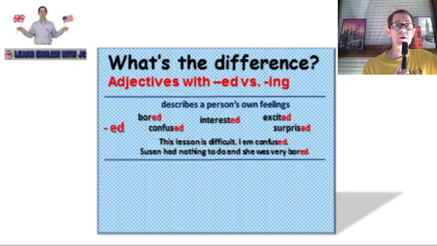All right, so remember, we are talking about the difference between adjectives ending in ed and adjectives ending in ing. We are concentrating on the first ones, ending in ed. The examples are bored, confused, interested, excited, and surprised.